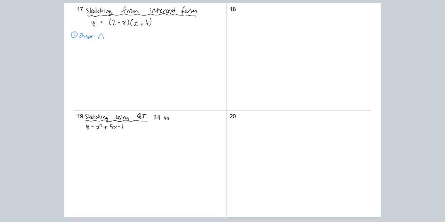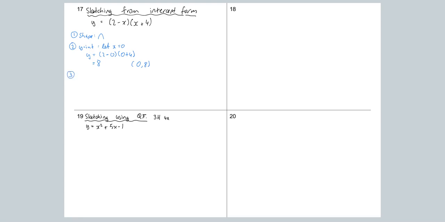Number 2 is to work out the y-intercept. Doesn't matter the order you do them, by the way. I'm just doing them in this order for the sake of it. We let x equal 0. And so if we do that, we get y is equal to, you can do this in your head, I'm just spelling it out for the video, 2 times 0 plus 4. So we're going to have 2 times 4 is 8. And so the coordinate is 0, 8.